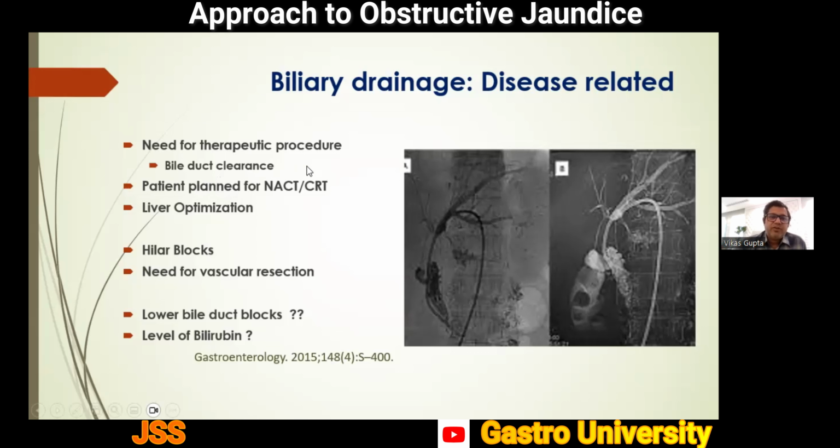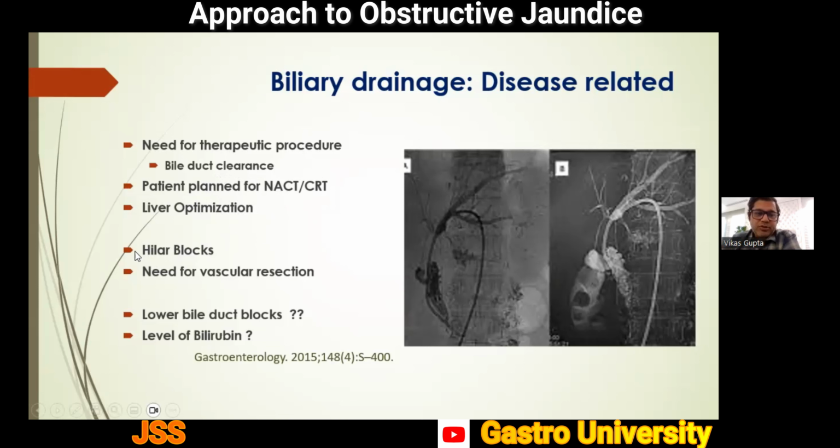Patients who are planned for neoadjuvant chemotherapy and radiotherapy, many obstructive jaundice patients like locally advanced pancreatic cancer, need neoadjuvant therapy. So they need biliary drainage prior to any intervention. Liver optimization is required. Patients with hilar cholangiocarcinoma who have a small future liver remnant, where the volume of the liver remaining after surgery will be less, need some kind of portal vein embolization. Biliary drainage is required in these patients.